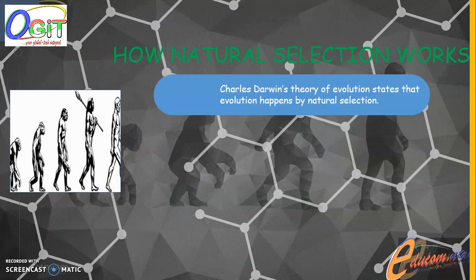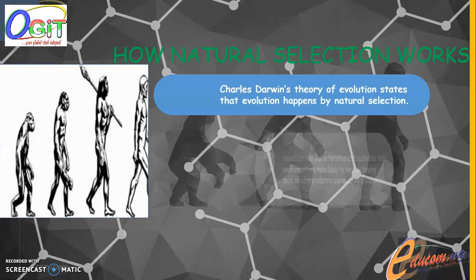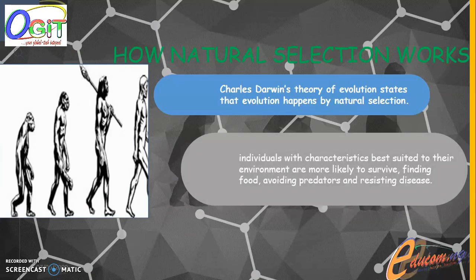How natural selection works. According to Charles Darwin's theory of evolution, which states that evolution happens by natural selection, individuals with characteristics best suited to their environment are more likely to survive, finding food, avoiding predators, and resisting diseases.